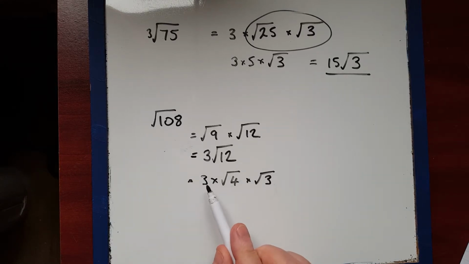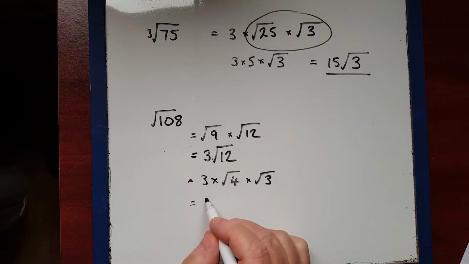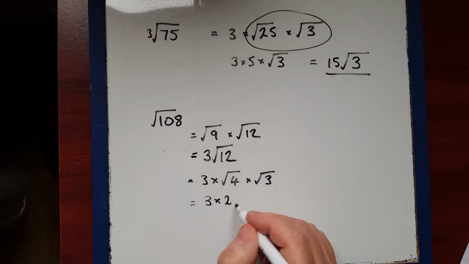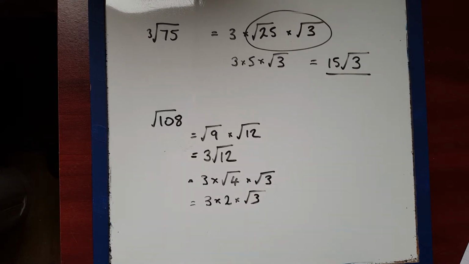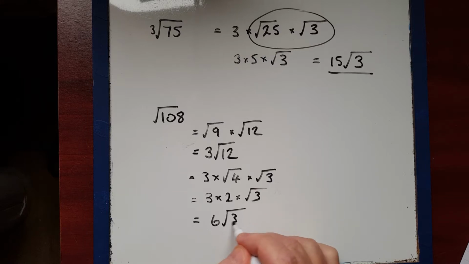So far we've now changed this to the 3 that was already there, times the square root of 4, times the square root of 3, which is the square root of 12. Let's take that a step further: 3 times 2, because the square root of 4 is 2, times the square root of 3. Now we can just do the simple piece of work on the outside. 3 2s are 6, times the square root of 3. And now we've completed it.